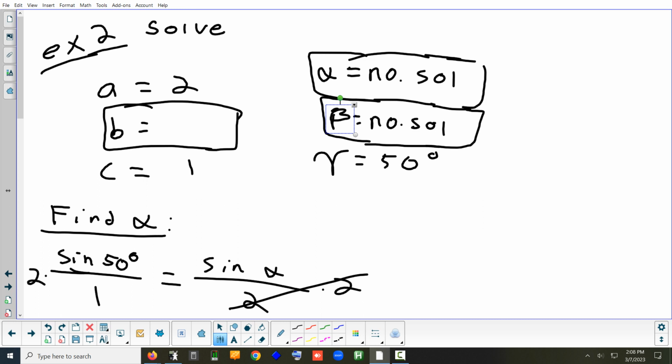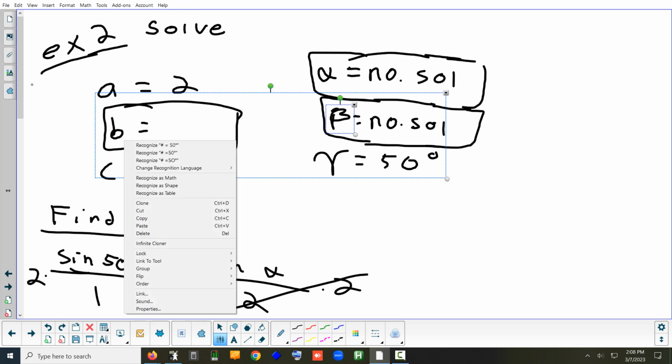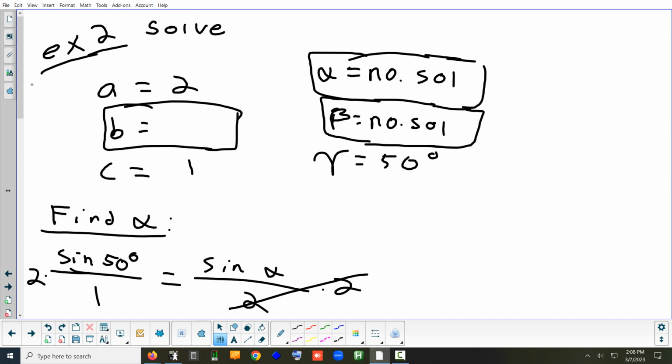Right, and if I can't find an angle, then I cannot figure out the side that's across from it either, because I need a partial row. And right now, this is an empty row. It's going to stay empty because I can't get beta, because I couldn't get alpha. So this also has no solution. That's an example of the no solution case.